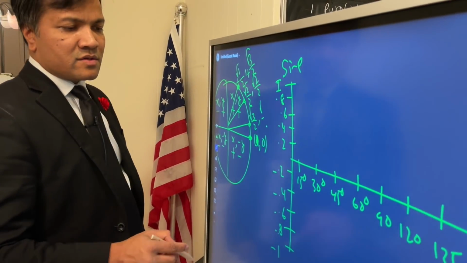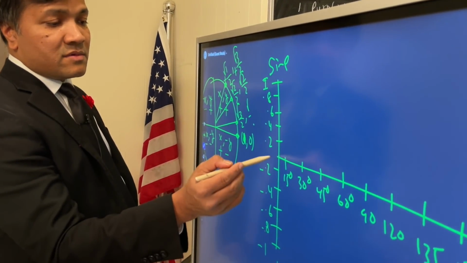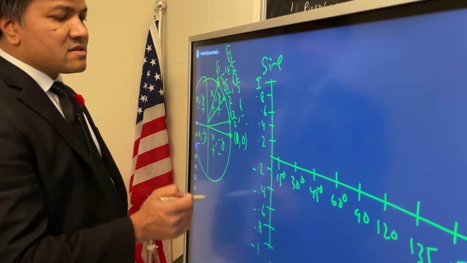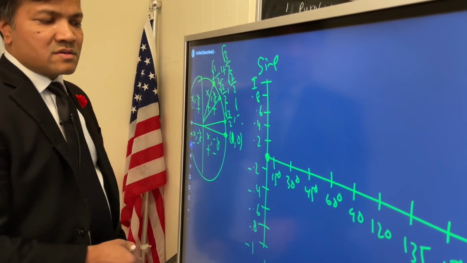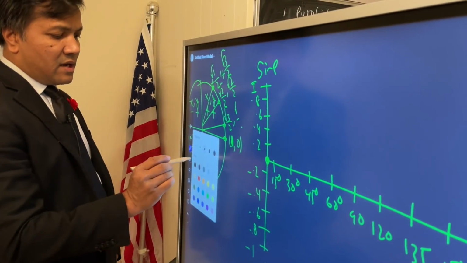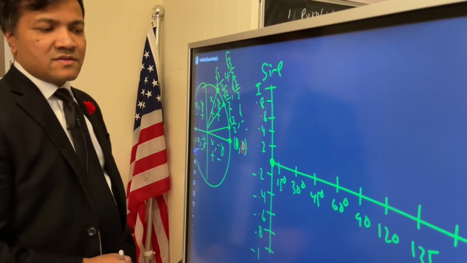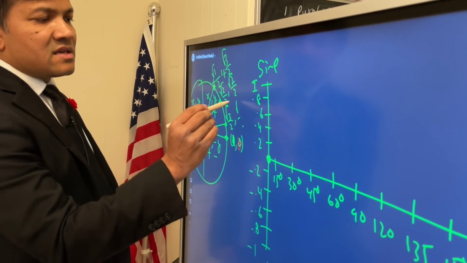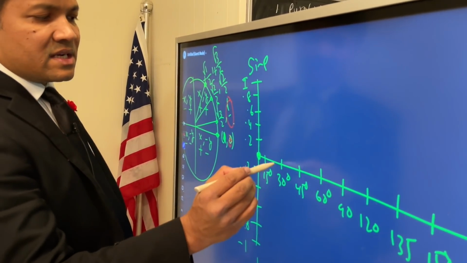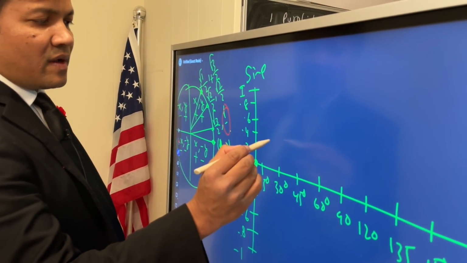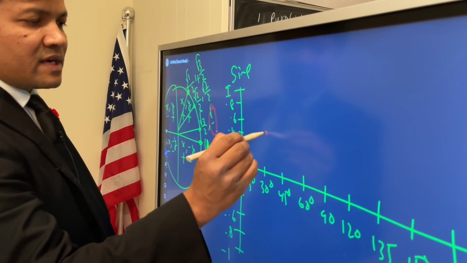So now there is 15 degree. Sine 0 degree is 0, and how do we know that? Right here, sine 0 degree is 0. Sine 30 degree is 0.5. What is 0.5? 0.5 is right here.